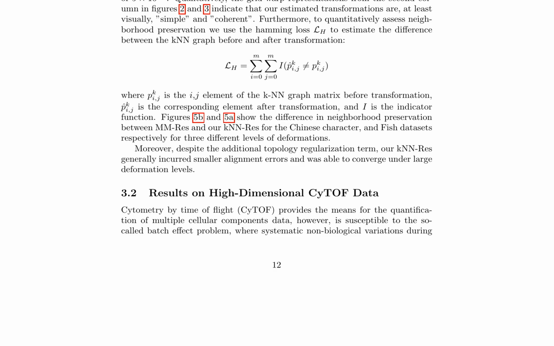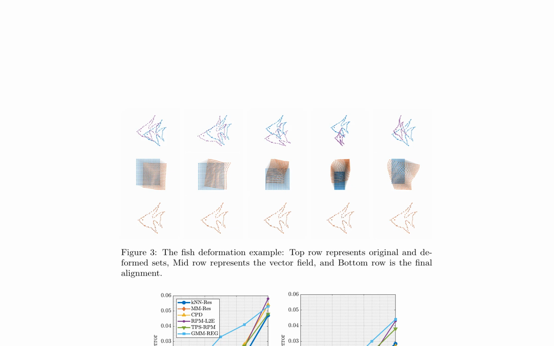Additionally, the authors report results on high-dimensional CYTOF data, which is susceptible to the batch effect problem. They demonstrate that their kNN-Res model is able to align high-dimensional data effectively, despite the presence of batch effects. The paper discusses the issue of batch effects in high-dimensional single-cell data, particularly in the context of CYTOF datasets. Batch effects are non-biological variations that occur during the measuring process, leading to a distributional shift of samples and breaking intracomparability. These effects require human intervention for removal, which can be time-consuming and costly.